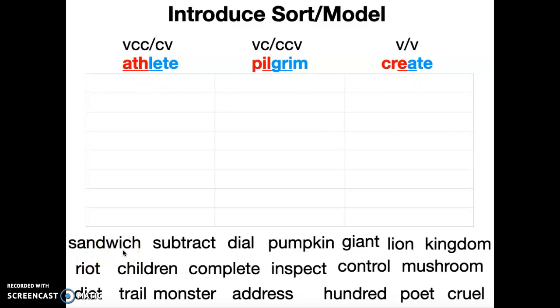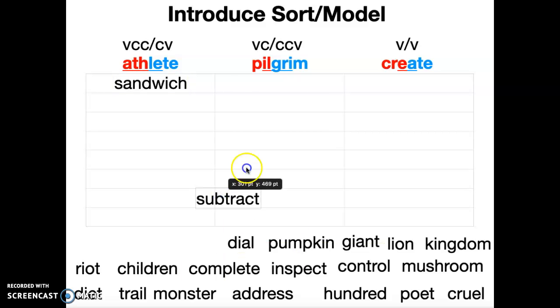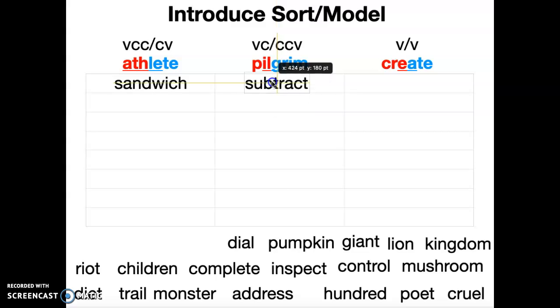Sandwich. I hear sandwich break into syllables after the two consonants ND. Athlete is also broken into syllables after two consonants. I'm going to put sandwich under athlete. Subtract. I hear the word subtract broken up between vowel and consonant, like in pilgrim. I'm going to put subtract under pilgrim.